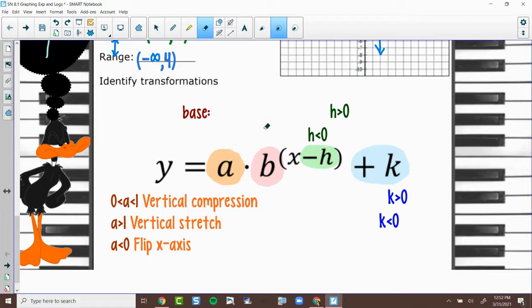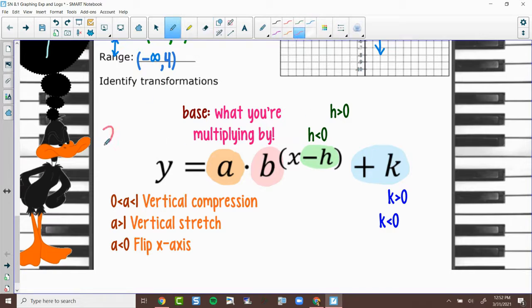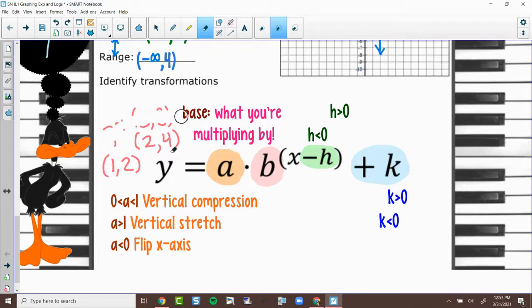The b stands for the base. So this is the number that you're actually multiplying by. So when we say that, what do we mean by that? Like 2 to the x, well, I have 2 to the first, that got me 2. If I did 2 squared, I would do 2 times 2, giving me 4. If I did 2 cubed, I would do 2 times 2 times 2, giving me 8. So you'll kind of see how I'm multiplying by 2 each and every time. So that is actually what the base is and kind of what it means.